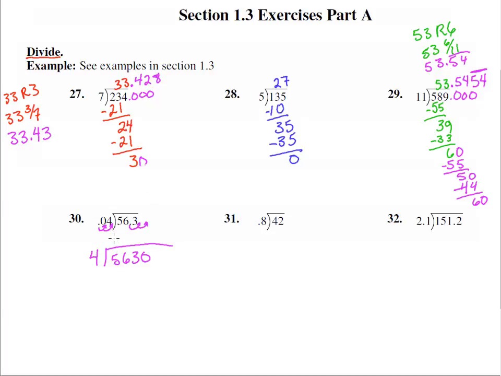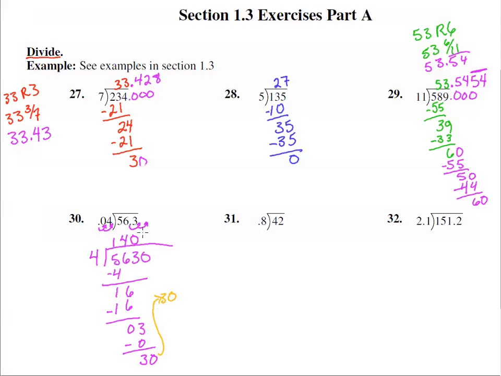4 goes into 5? Yes. 1 times 4 is 4. Subtract. Bring down a 6. 4 goes into 16. 4 times 4 is 16. Subtract, and we get 0. Bring down the 3. Does 4 go into 3? That's a 0 right there. 0 times 4 is 0. Subtract, and we get 3. Bring down the 0. Okay, I'm running out of room on the bottom, so I'm going to bring this up to here. 30. Okay, so I just brought that straight up there, and I'm going to keep going.